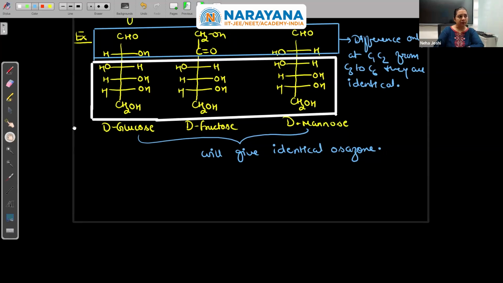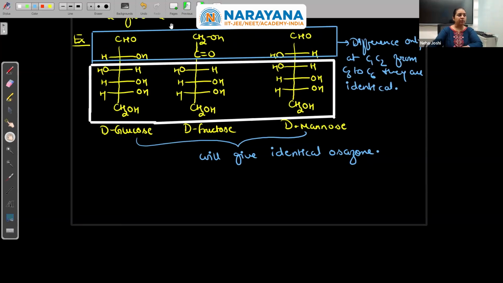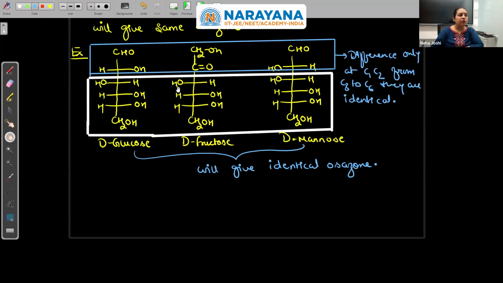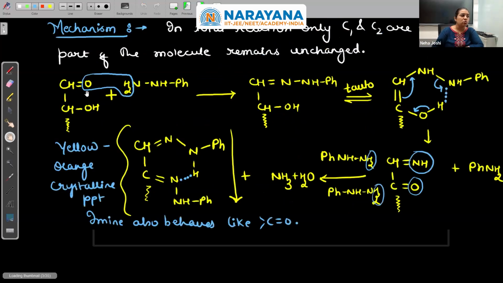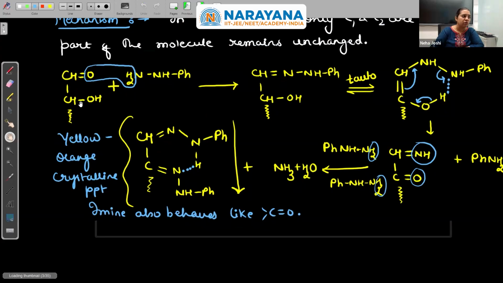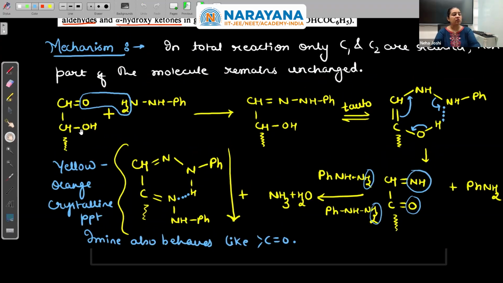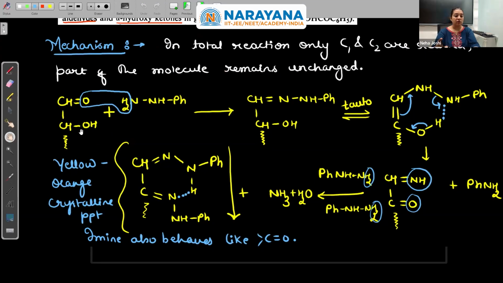Now, similarly, one more type of question can be framed by this logic. First, this is a very common question: how many of the following will give the same osazone? So you will check this. The difference should be at C1, C2. Second question: for osazone formation from 1 mole of monosaccharide, how many phenylhydrazines are required? 3 moles of phenylhydrazine are required per mole of monosaccharide. That is also fixed. That is your type 2 question.